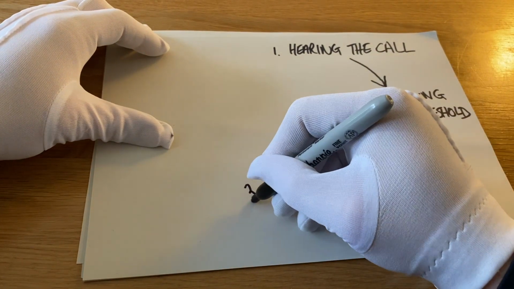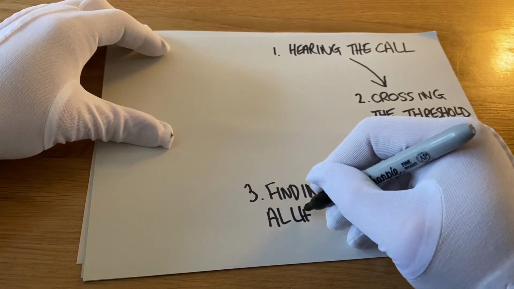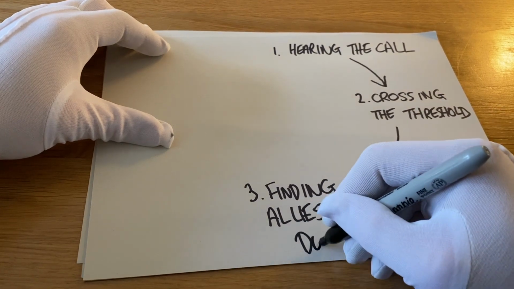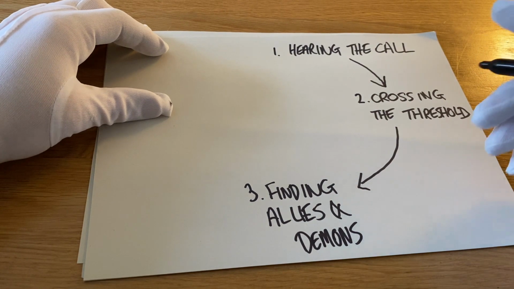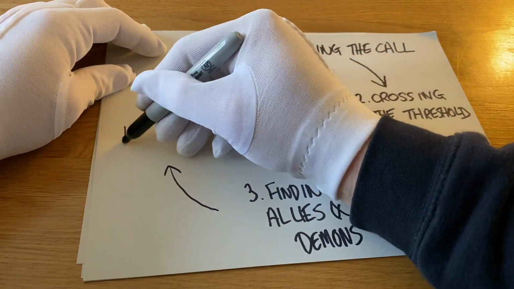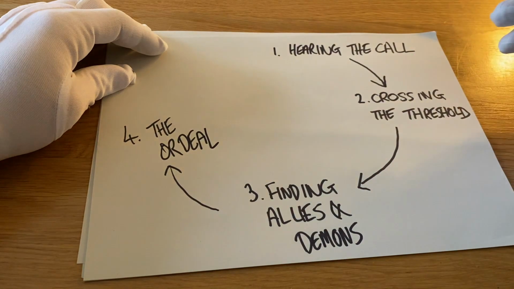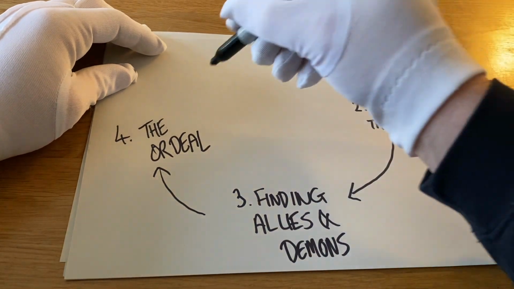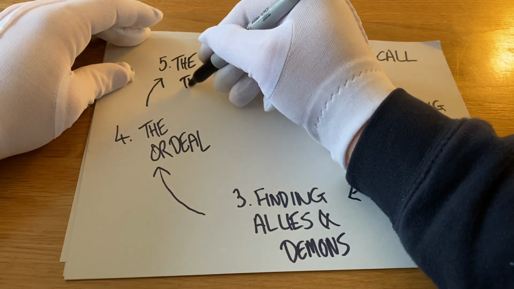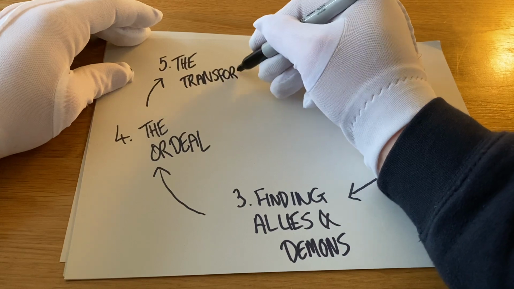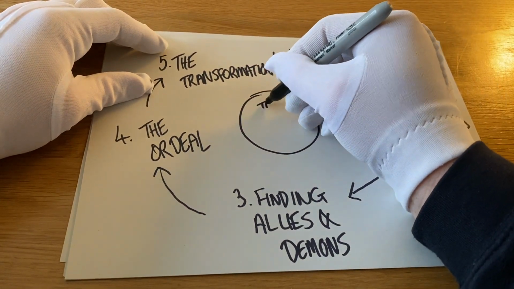3 is finding allies and demons who will help along the way and who will get in the way of progress. We then have the ordeal, a challenge or a test of the hero. And once they have passed through the challenge and the test, there is usually a transformation. The transformation. How has the hero changed? So, we have the hero's journey.